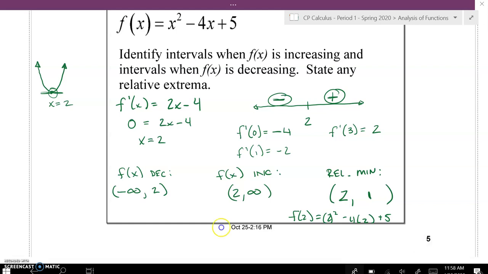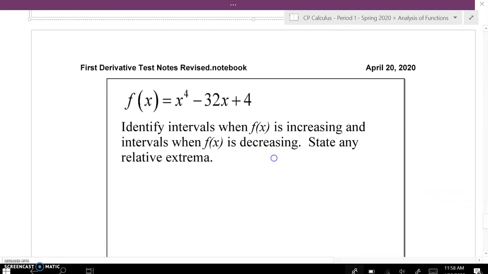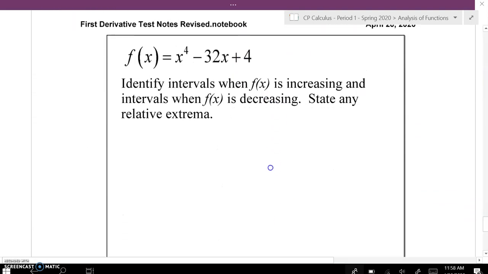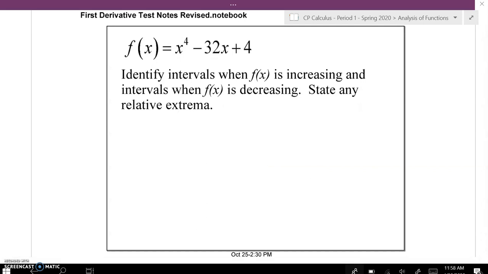All right, let's do another example. So we're going to do the same thing here. Identify the intervals of increasing and decreasing, and then any relative extrema. So the same thing applies here. I'm still just going to take the derivative.